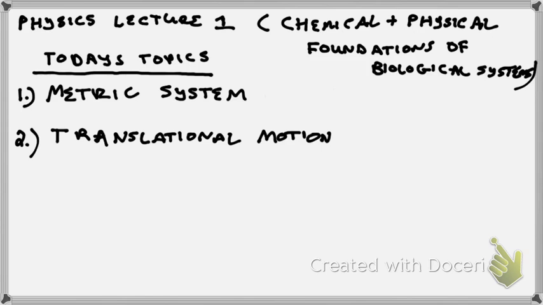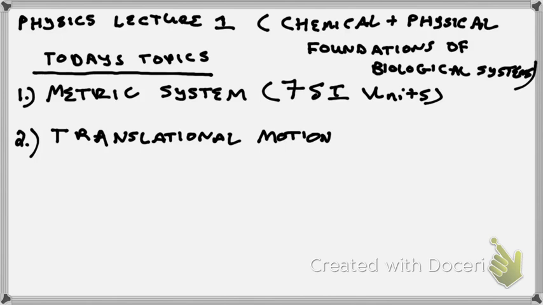This physics lecture is going to be primarily for the chemical and physical foundations of biological systems section of the MCAT. So remember, physics and chemistry are going to be the foundations for this section, and today's topics are going to be the metric system, and of the metric system, we're going to talk about the 7 SI units. And we're also going to be talking about translational motion.